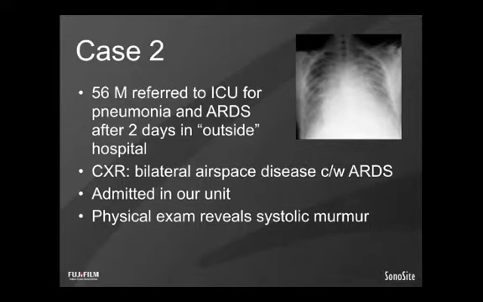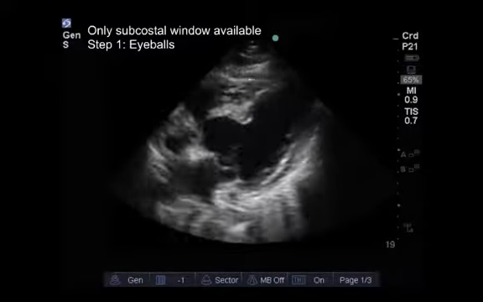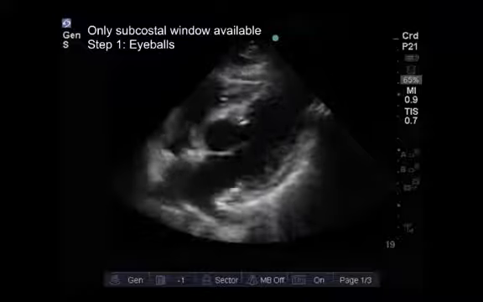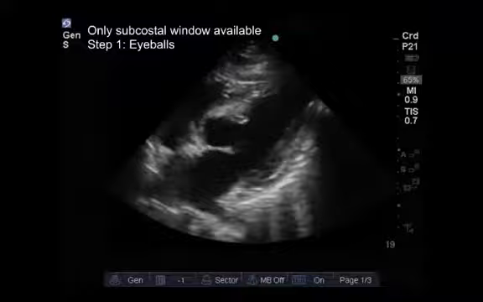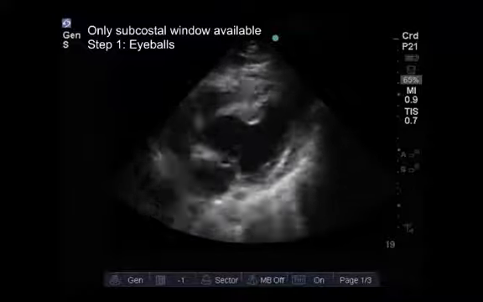Case 2 is a 56-year-old male referred to the ICU for pneumonia and ARDS after 2 days in an outside hospital. The chest x-ray is remarkable for bilateral airspace disease, totally consistent with the presenting diagnosis, and he is admitted to your ICU. However, an astute physical examination reveals a systolic murmur once again. And again, we are called to action with point of care echo to evaluate the valves. Because of the tremendous positive pressure ventilation settings and airspace disease, this patient really only had a subcostal window available by transthoracic echo.